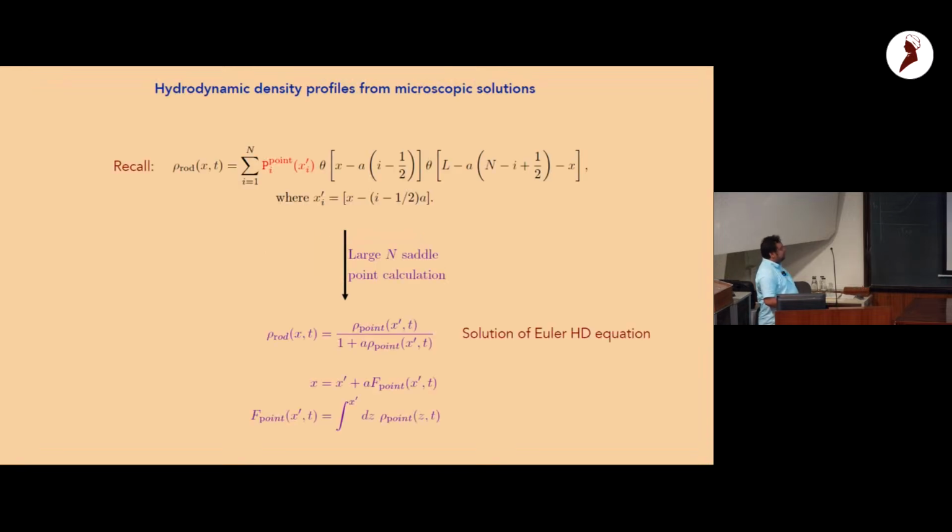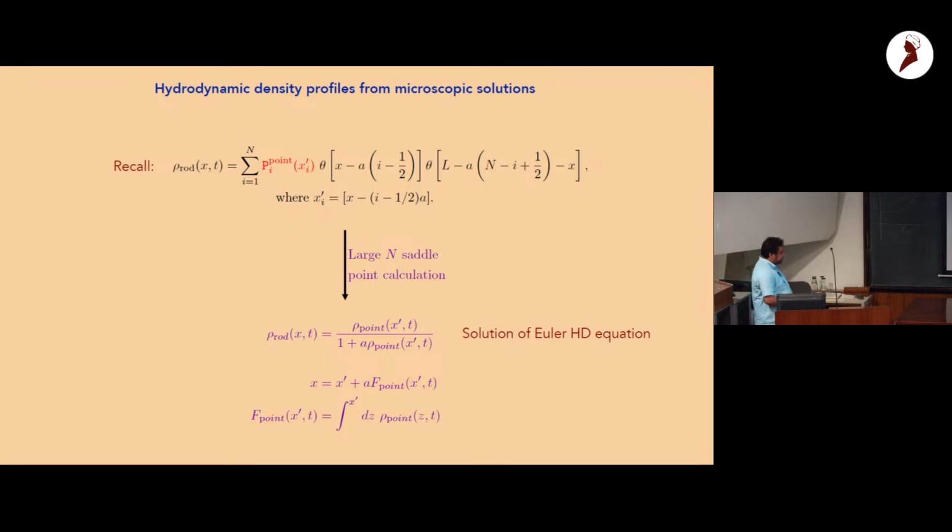But we are interested in hydrodynamic solutions. These are solutions for any finite number n, so we want to find the solution in the n going to infinity limit. In fact, you can take a large n saddle point limit of these expressions, and you see that it is given in this form. Rho point is the density of the point particles, and this is the density of rods. Of course, they are in different spaces with different coordinates, and the coordinates are related by this. F is the cumulative density of the point particle density. And we will see that this is indeed a solution of the Euler hydrodynamic equation for hard rods.